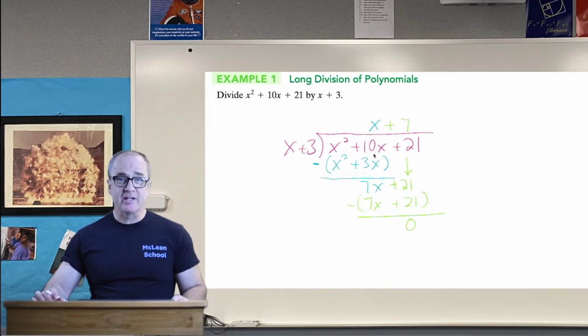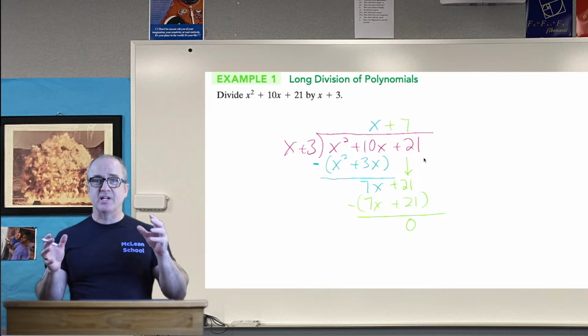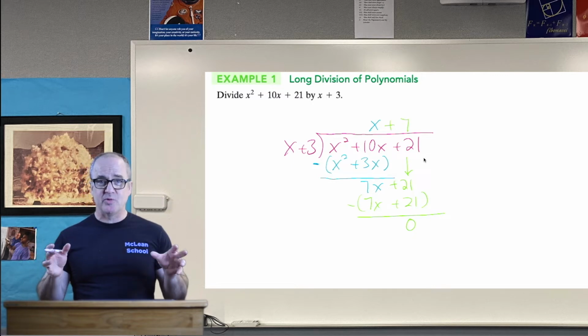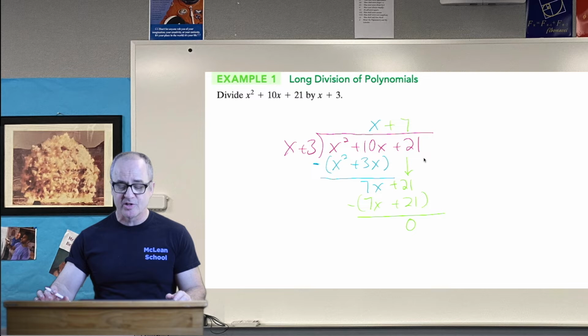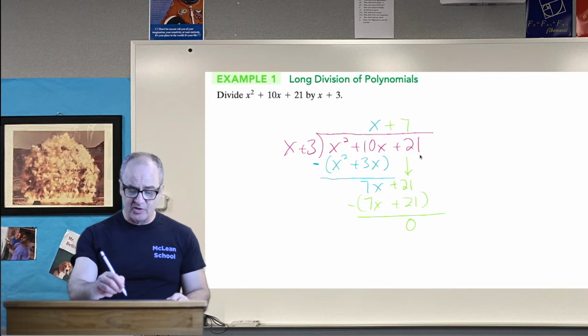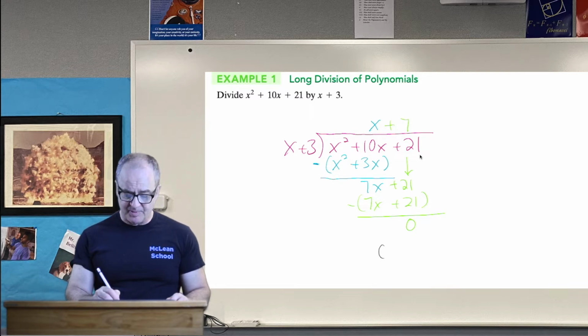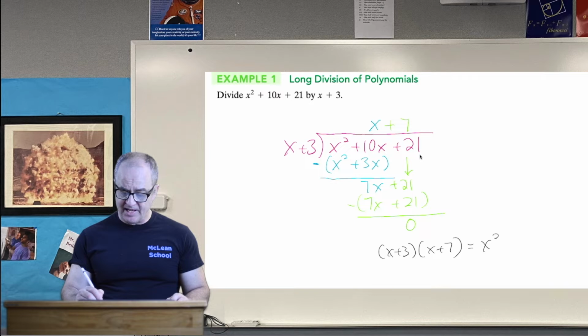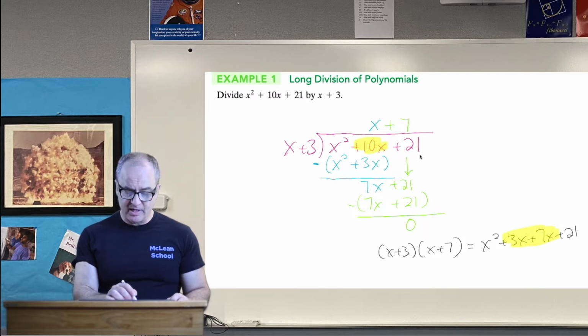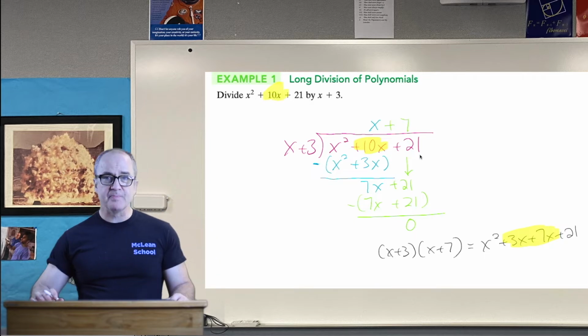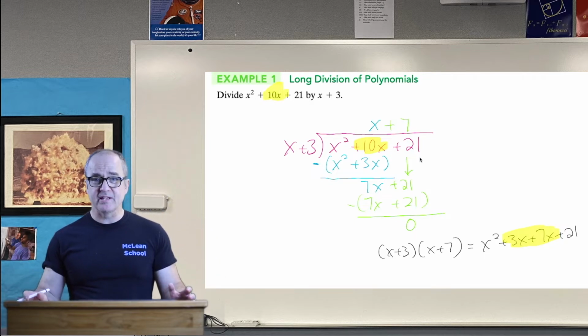I got a 0 remainder. Just like with integers, if you get a 0 remainder, then you have two factors that go evenly into the original polynomial. In other words, what we've just learned is that if we multiply x plus 3 times x plus 7, and we FOIL, we'll get x squared plus 3x plus 7x plus 21. Hey, look kids, we just double checked. We got our 10x in the middle. Awesome. Okay, so that's what happens when you get a 0 remainder.